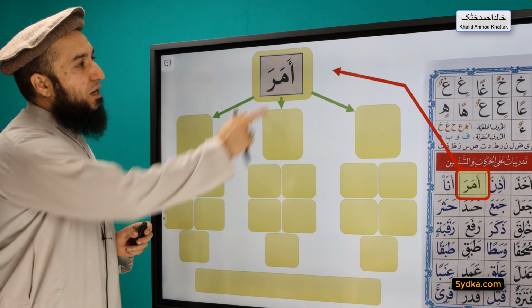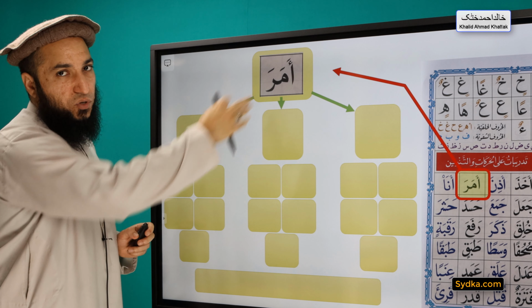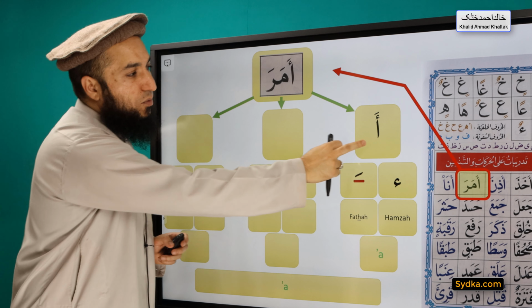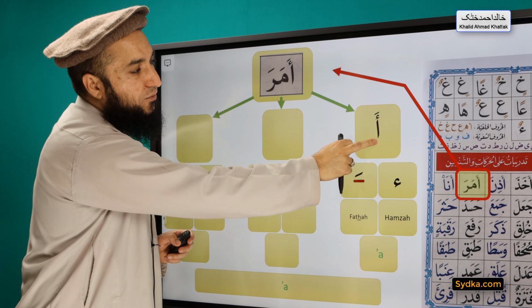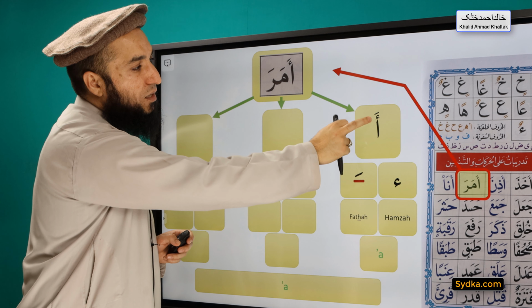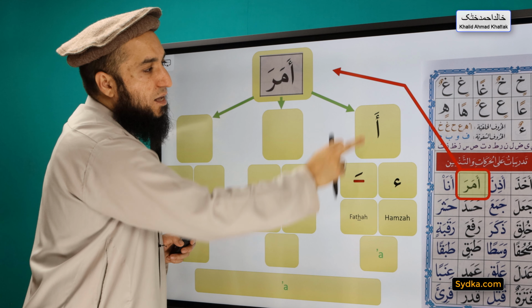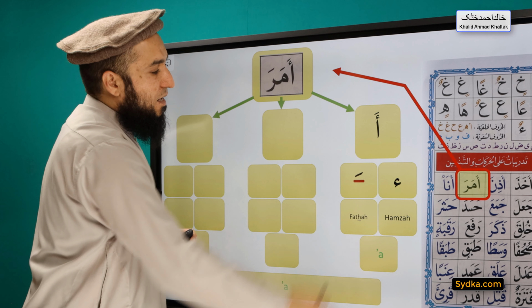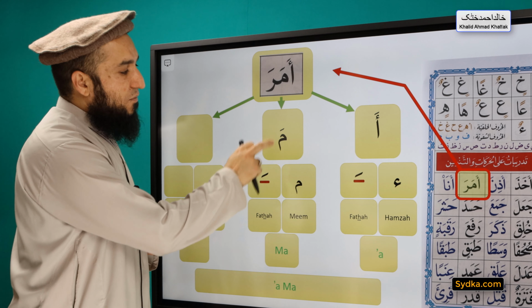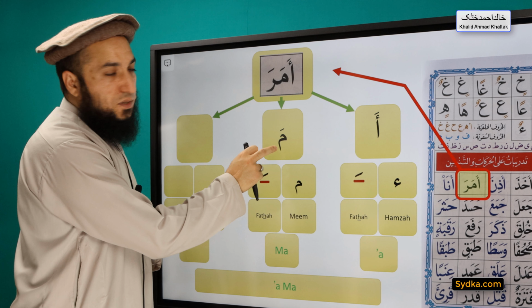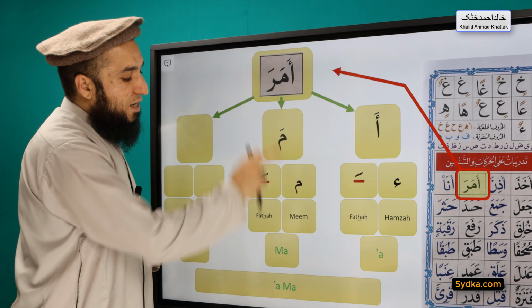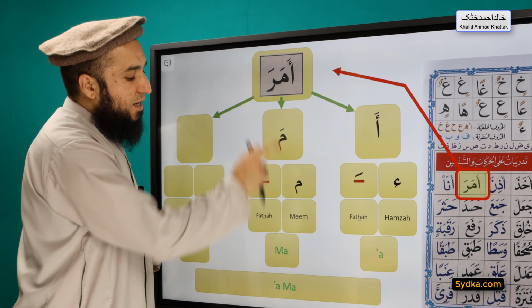The next word we have is amara, which has 3 syllables. The first syllable has alif, which is silent, and then hamza, not silent, and then we have the fatha. Hamza, fatha, a. The next syllable is mim fatha ma. Mim is not silent, and then fatha. Mim fatha ma.